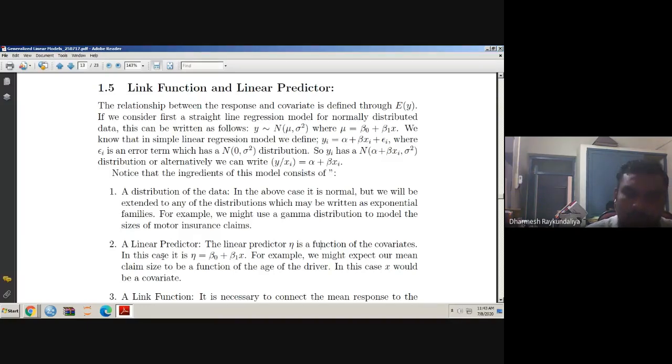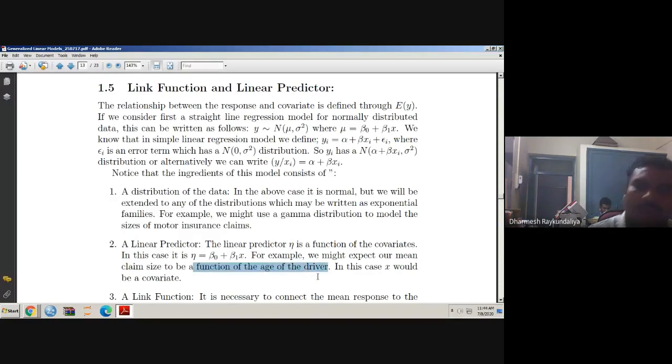and when I am talking about the linear predictor, it means it is a linear function of x. So you can say that the linear predictor is denoted by eta. हम यहाँ पे नोटेशन यूज करेंगे eta. Eta is a function of covariates. So in our case, what is the eta? It is beta 0 plus beta 1 x. Okay, linear predictor.